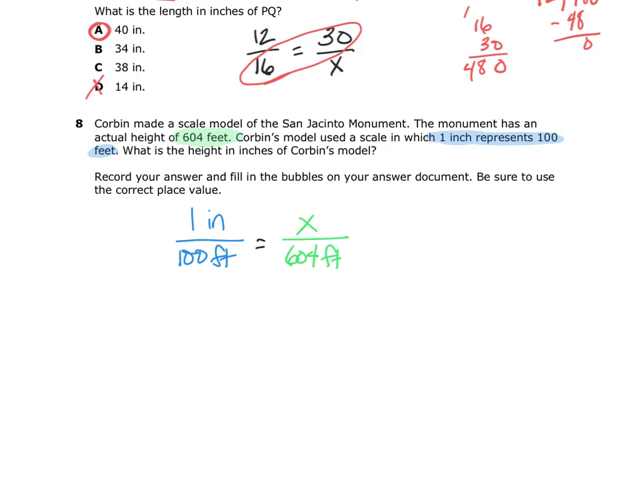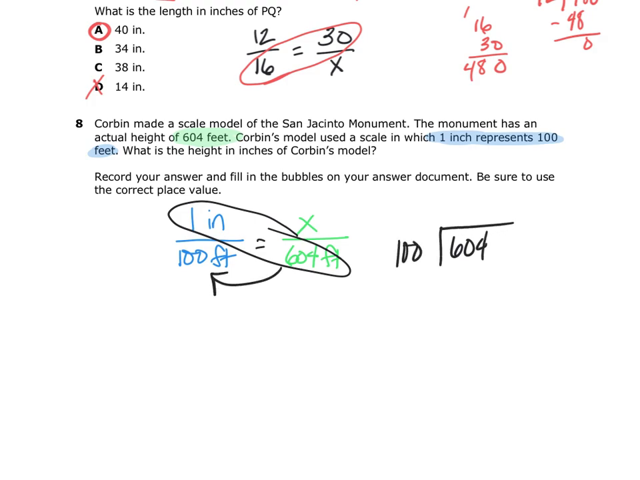Now, my first step would be to cross multiply. Multiplying by 1, we don't really need to do it because it would be 604. 604, and then we're going to divide by 100. Remember, when you divide by powers of 10, if 600 divided by 100 is 6, I know my answer needs to be close to 6. So 100 goes into 604 6 times.